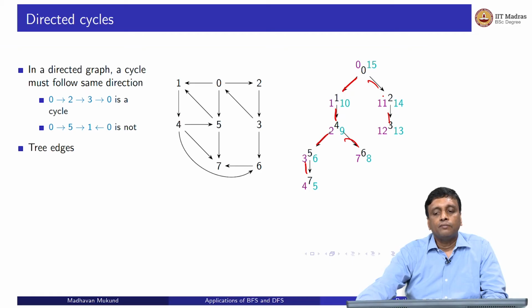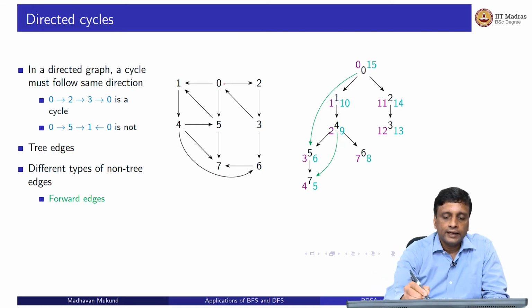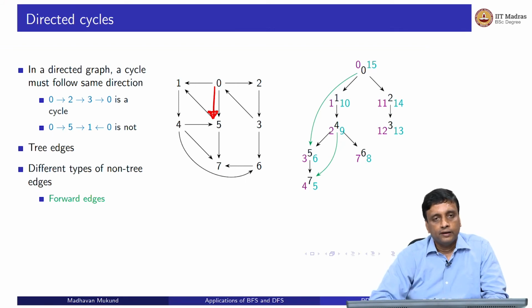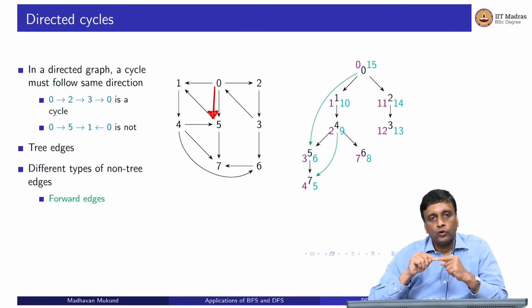But I have many different types of non-tree edges. First of all, I have edges which follow along the paths in this tree. So I have edges that go forward, I go down a path in the tree. So 0 is connected to 5 in the tree via 1 and 4, but there is also a direct edge from 0 to 5 in my original graph, which is not there in my DFS tree. So this is a forward edge, so it goes in the tree from a node to something below it in the tree, okay.